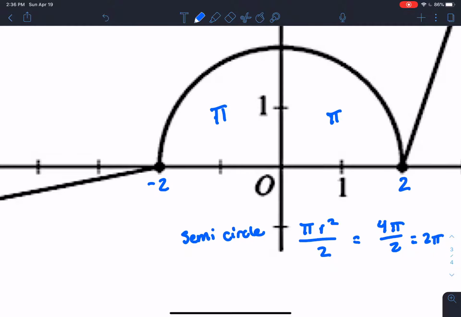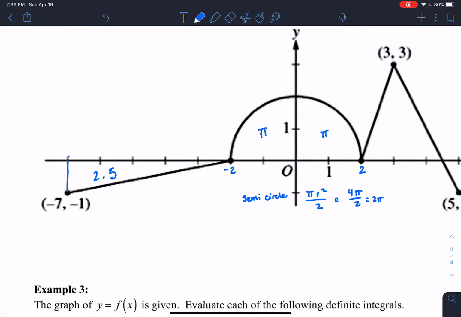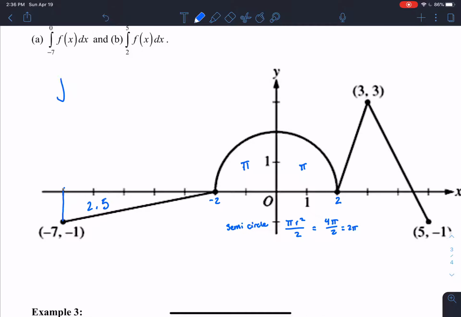and from -2 to 0, it's another pi. So if I'm doing the integral from -7 to 0, from -7 to -2, it's below the x-axis, so it's -2.5, and then from -2 to 0, it's above, so it's going to be plus pi.